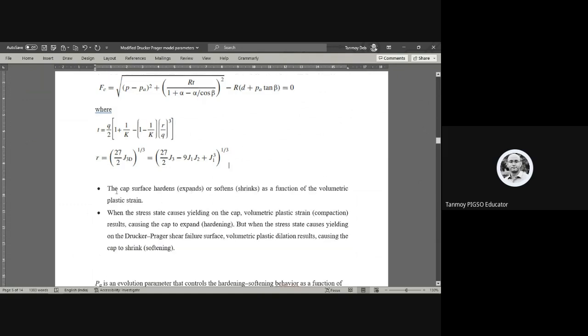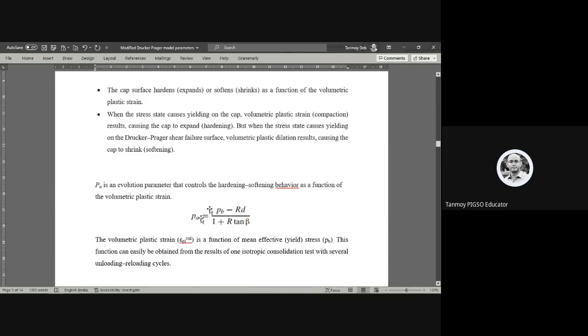So here, firstly, the cap has a rule. The cap surface hardens or softens as a function of volumetric strain, depending on how the load is applied and the nature of the soil. When the stress causes yielding on the cap, volumetric plastic strain or compaction is experienced, and it leads to hardening. And when there is some contraction, it leads to softening due to volumetric plastic dilation.